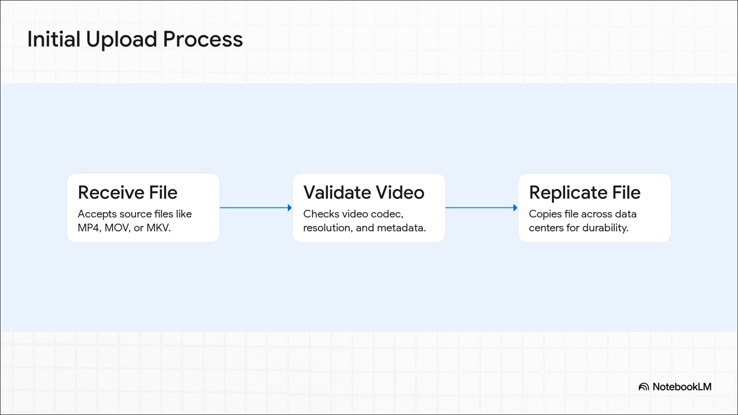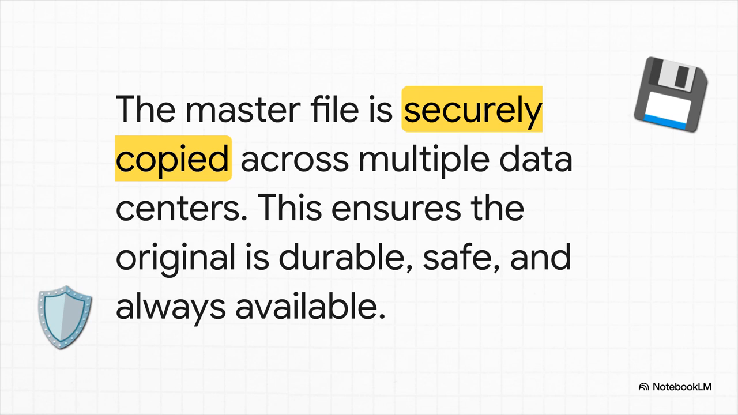And then, the really crucial part happens, replication. To make absolutely sure that original file is never, ever lost, it's instantly copied and shotgunned across multiple Google data centers all over the planet. It's all about creating a super durable, super safe master copy. This thing becomes the single source of truth for the wild transformation that's coming up next.